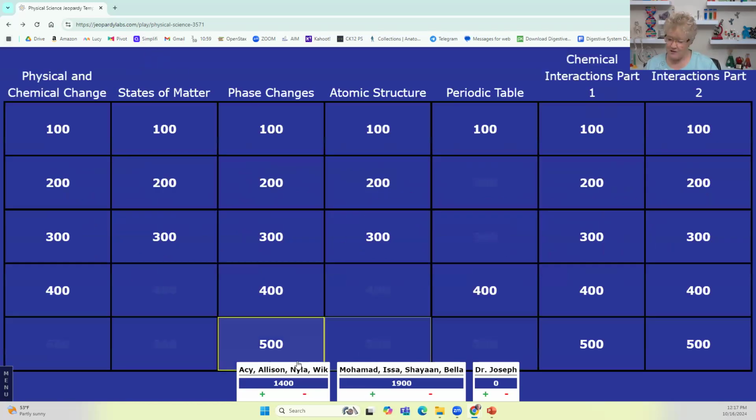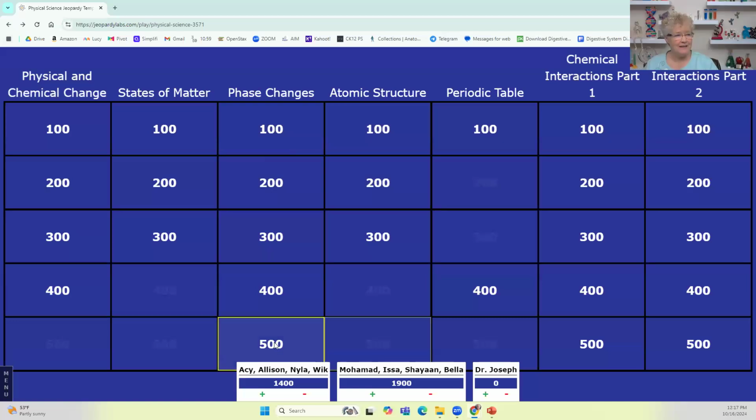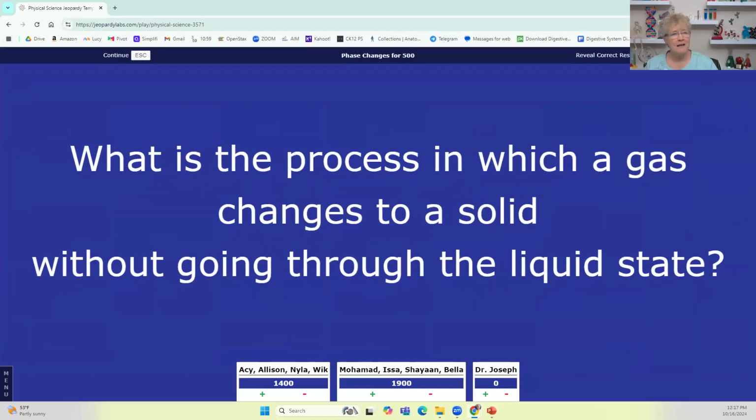Now we are back to AC. Phase changes 500. What is the process in which a gas changes to a solid without going through the liquid state?